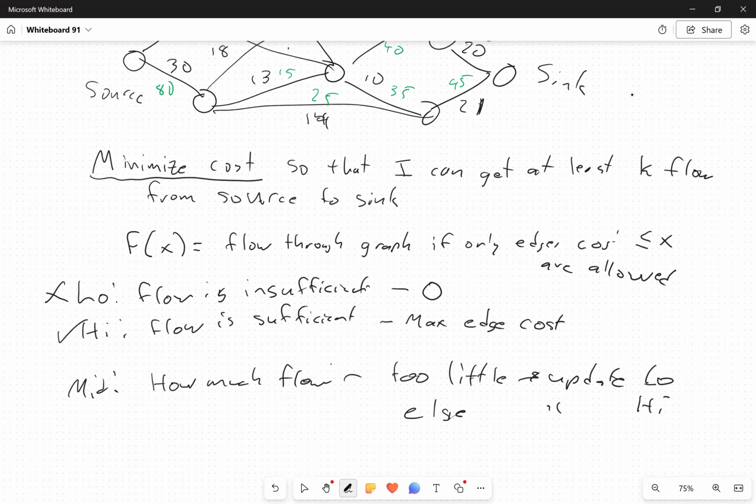Sorry, my writing has gotten bad. Okay, because I'm realizing I'm spending a lot of time on this. Okay, so you get the idea here.